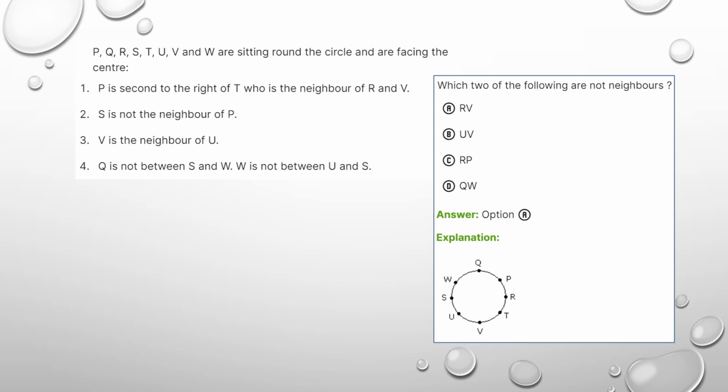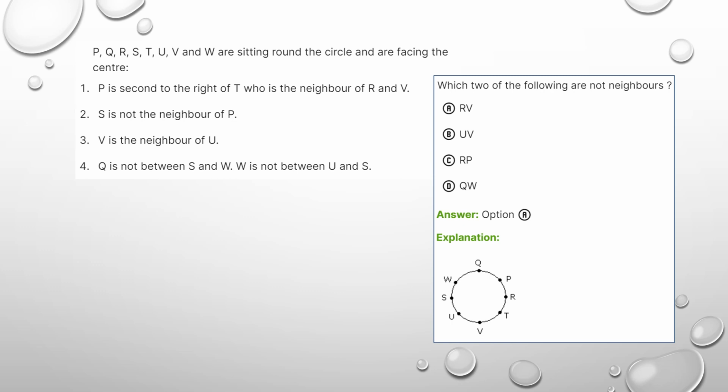Now, the next example which we have here is about a circular arrangement: P, Q, R, S, T, U, V and W. So you can see here how many variables are existing? 8 variables are existing and are sitting round the circle and are facing the center. See, all these 8 members are facing towards the center of the table.